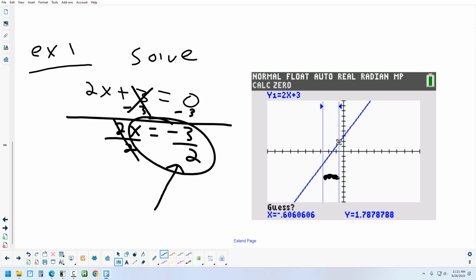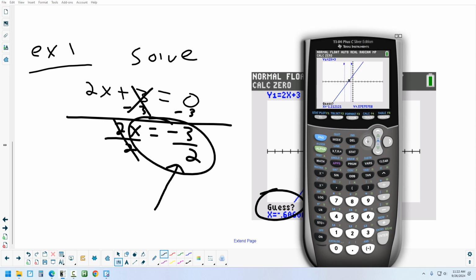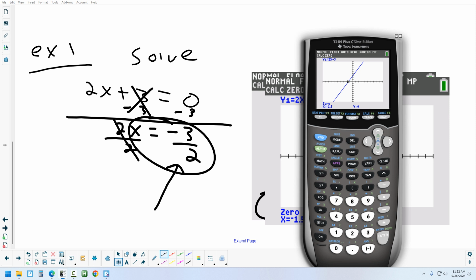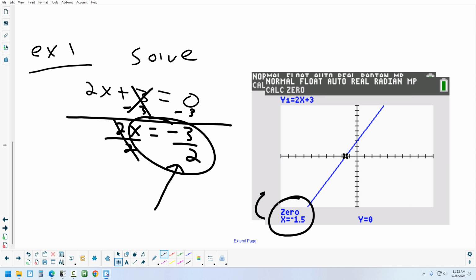If you're using a different calculator, it might look a little different, but that's how it'll look on all of mine. The last thing it asks for is a guess. The guess doesn't really matter. Just put it kind of close to where you think it crosses, and hit enter. And if we did it right, it should give me negative 1.5. And it does. It tells me it crosses the x-axis at negative 1.5. It'll never give it to you as a fraction. It doesn't do that. But we'll practice that a little bit more.